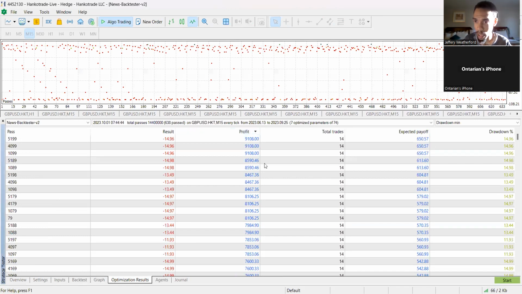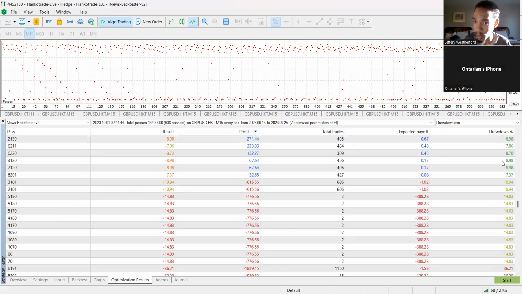Profit. You just go to the highest profit one because, of course, everybody wants to just make profit, right? So we can see that it has all different amounts of profit, all different amounts of drawdown. And these are all adjustable. So all of these settings, anybody can use them. They can adjust them for their risk appetite.